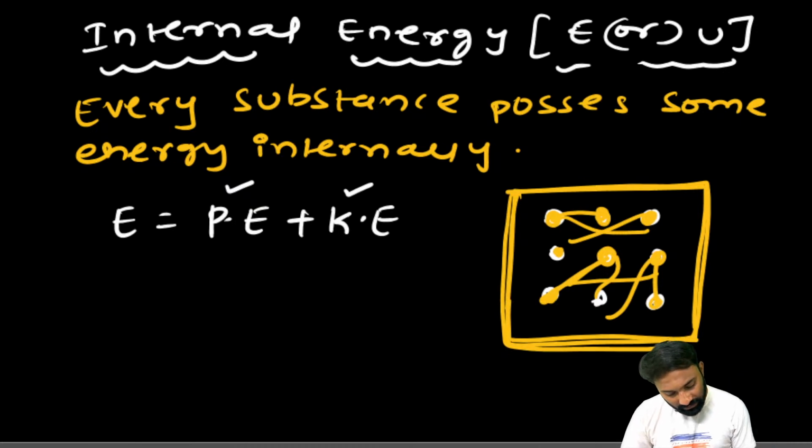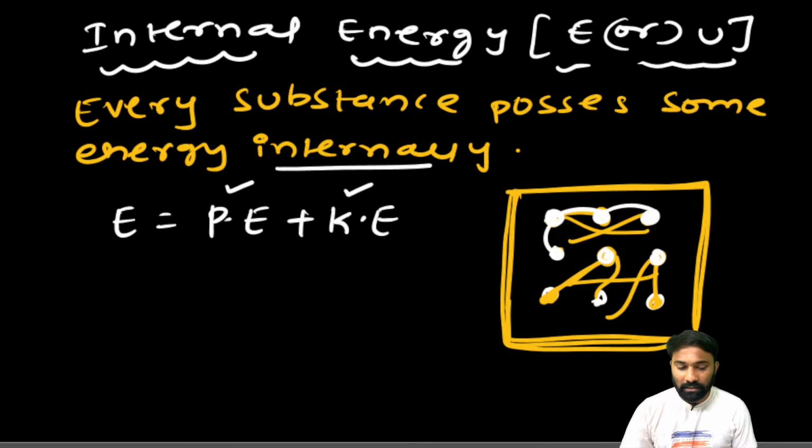What does internal energy mean? Every substance possesses some energy internally. How is it possessing energy internally? Due to the gas particles' movement from one place to another, due to the attraction and repulsion, due to the potential energy it is getting. Clear? Next. Now we are getting energy internally through the potential energy.